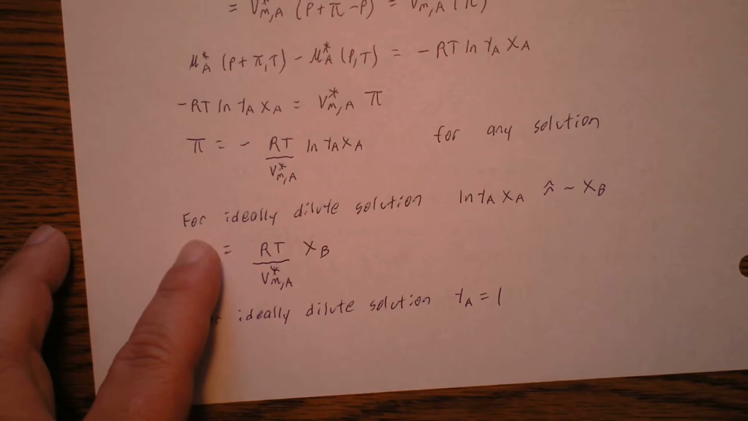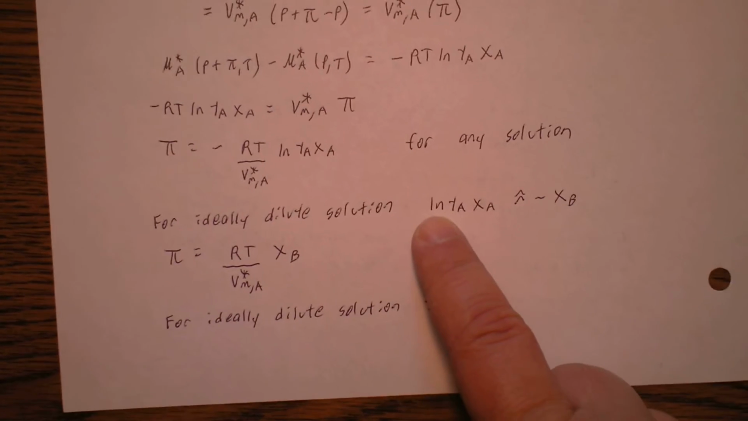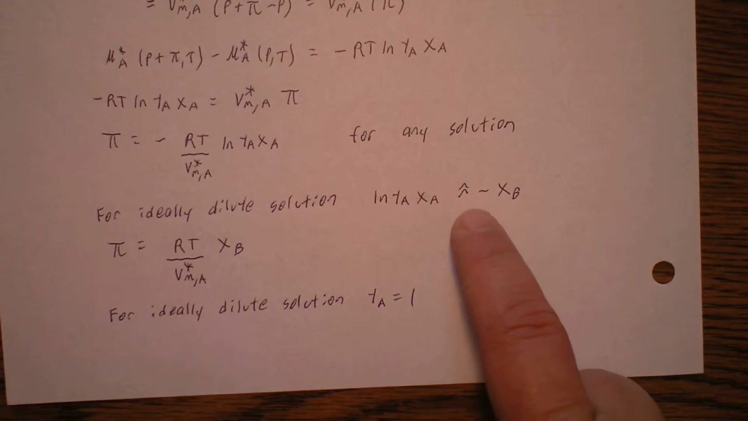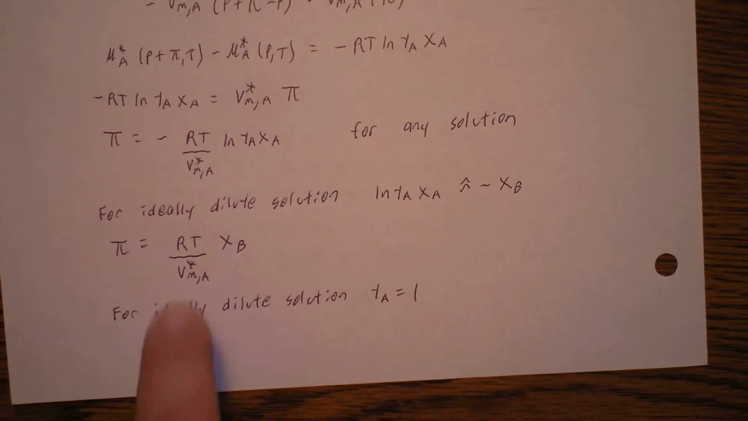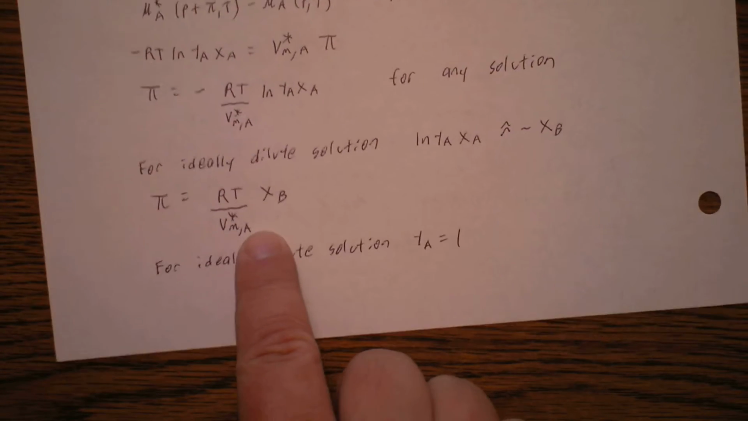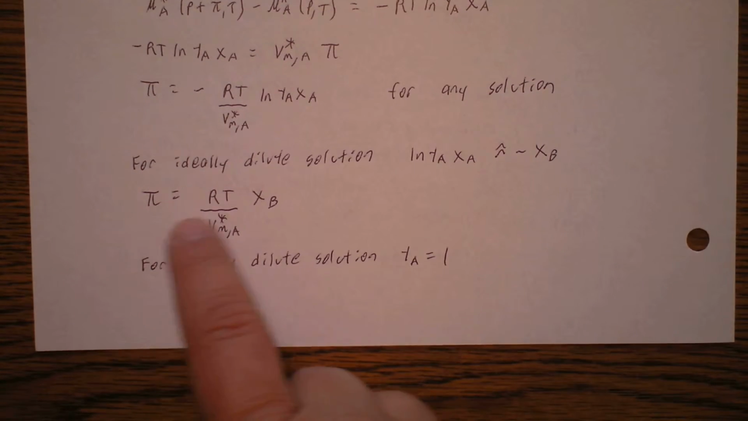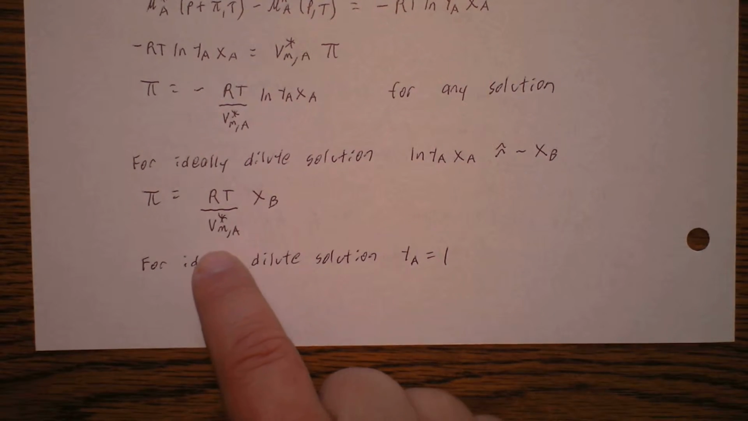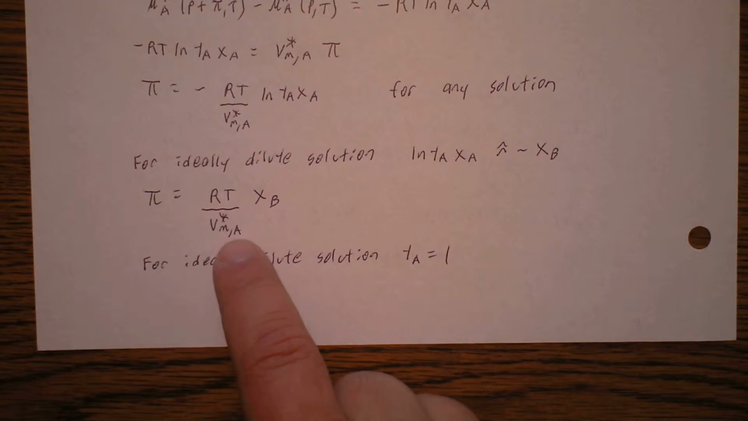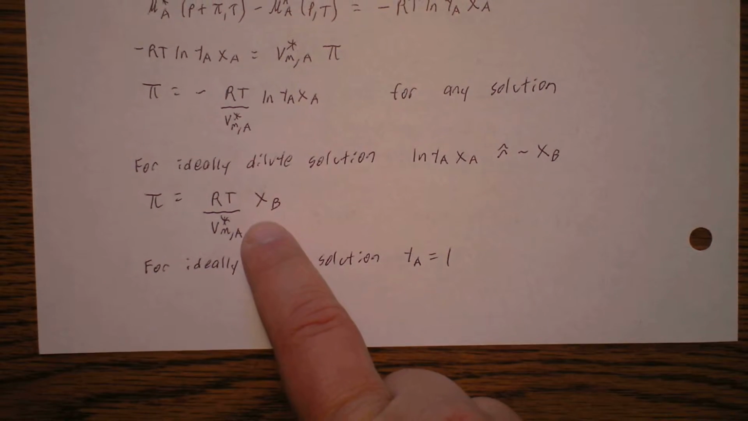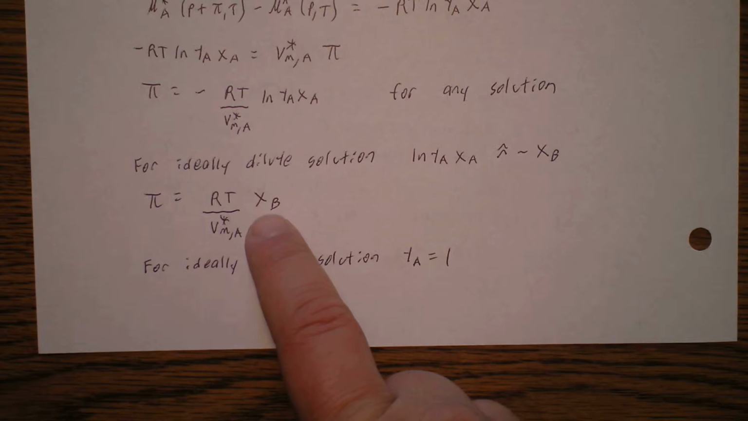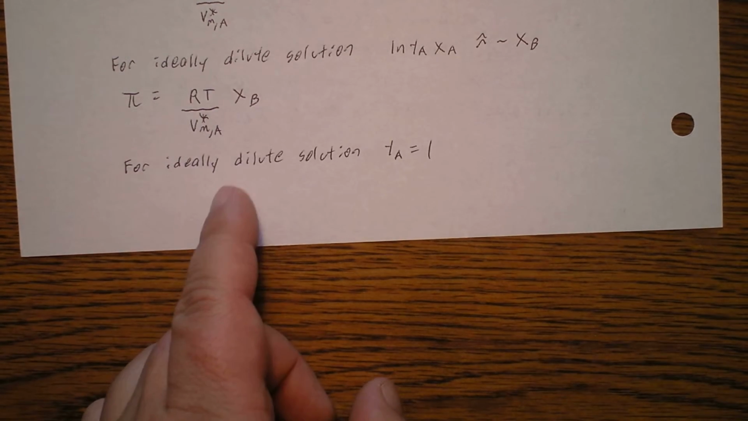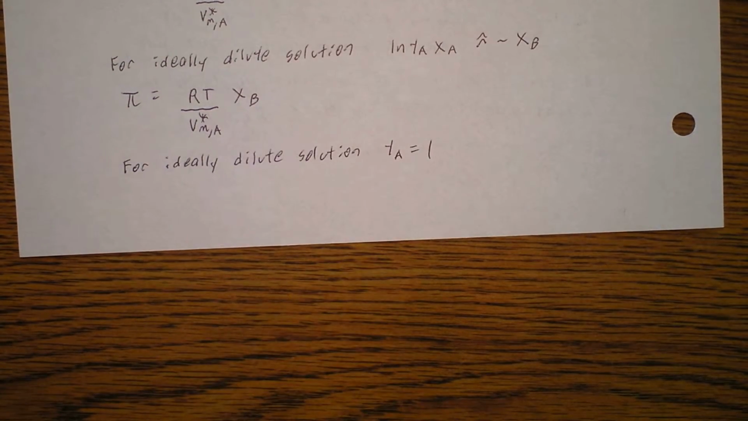Now for an ideally dilute solution, we said that the natural log of gamma A chi A is roughly equal to minus the mole fraction of B. So substituting that in, pay attention to the minus sign, now we get pi is equal to R the gas constant, times the absolute temperature, divided by the molar volume of A, still in the pure state, times the mole fraction of the other substance, our solute, which we're calling B for now. And remember, we said for an ideally dilute solution that gamma A is equal to 1 anyway.